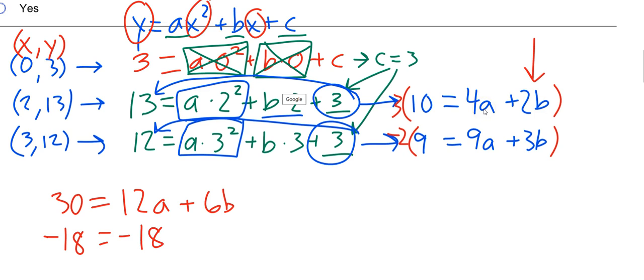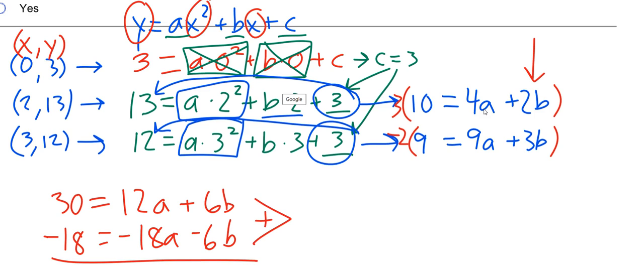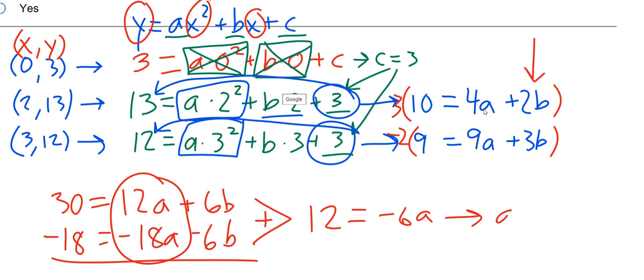So -18a and a -6b. So when you added those together, what did you get? 12 equals, how many a's? -6 a's, which leads me to know that a is equal to -2.